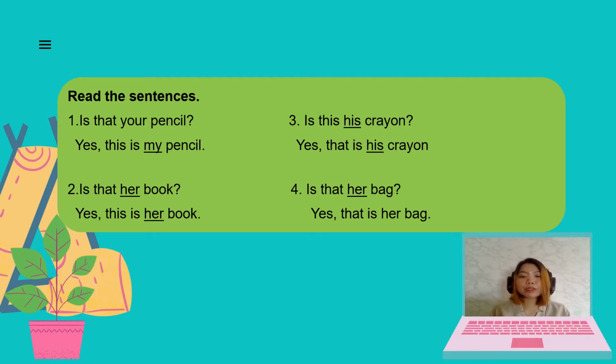For sentence number 2, is that her book? Yes, this is her book. For sentence number 3, we have, is this his crayon? Yes, that is his crayon. And for sentence number 4, we have, is that her bag? Yes, that is her bag. Now, children, what did you notice with the underlined words in the sentences?